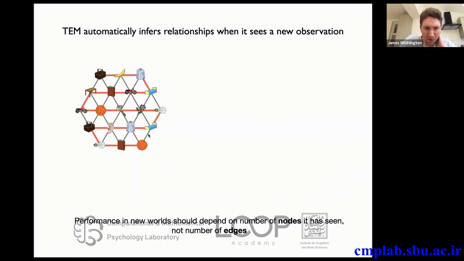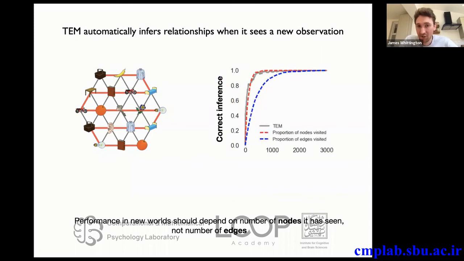So now if I come along and ask it what's to the northeast of the orange, it should be able to tell me a bed, even though it's never actually seen this relationship before. But because it's seen all of the nodes, it should be okay. In other words, the performance of this machine should be in line with the number of nodes it has seen in the environment and not the number of edges. And that's exactly what we find. Gray is the performance of TEM, and it tracks the number of nodes and not the number of edges.